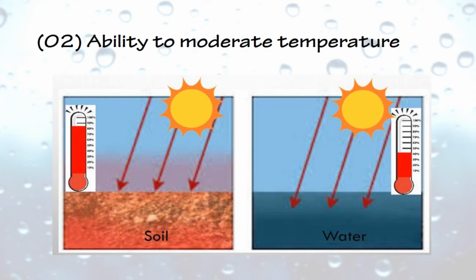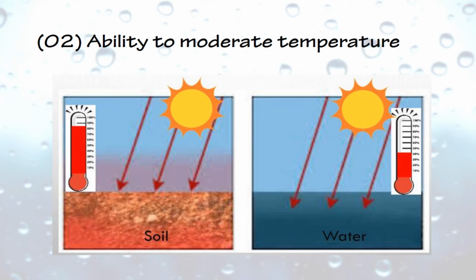This leads to maintaining the body temperature of endotherms within a narrow range. Ectothermic animals have body temperature that changes with the temperature around them. So, due to the high specific heat capacity of water, body temperature will not fluctuate easily. So, water acts as a thermal buffer in living organisms.